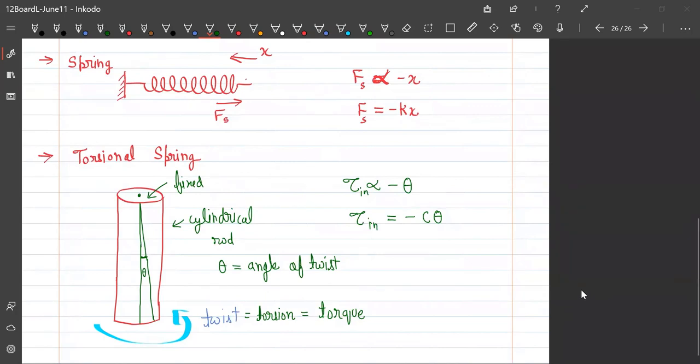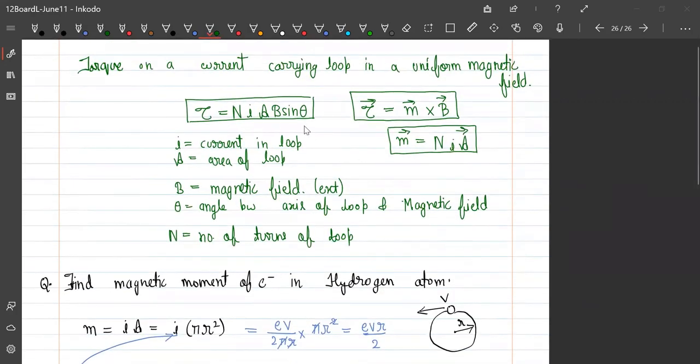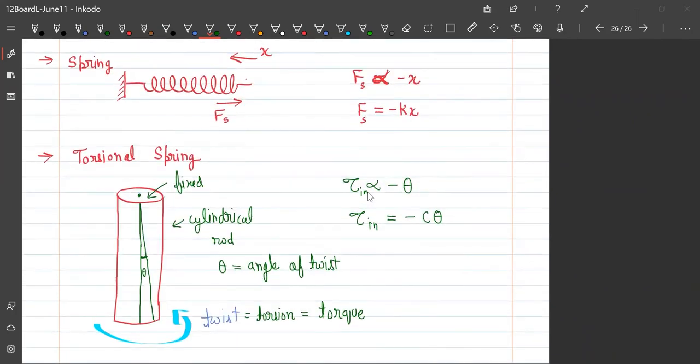So torsional spring is this. Now we are going to apply both concepts. First concept was the torque applied on a current carrying loop in a uniform magnetic field, the value of the torque is NIAB sin theta. And when you twist a rod, then torque is proportional to negative of C theta. What is this torque? This is internal torque. Means you have applied an external torque. So to balance that out, there should be an internal torque. Otherwise, ye ghoomta hi rahega.